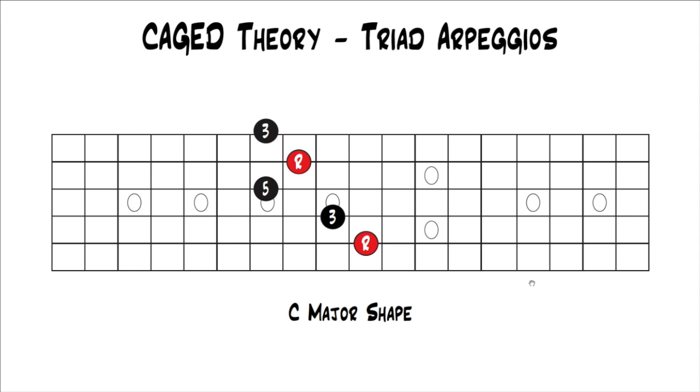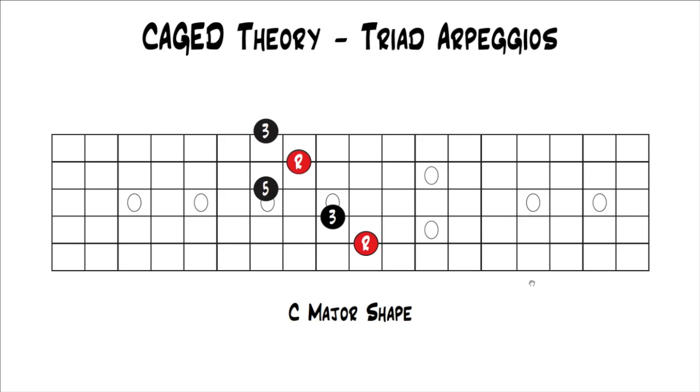This is part 15 from our series, CAGED Theory. If you'd like to go back and start at the beginning, you can click the link on the screen. So I think the next step in diving deeper into the CAGED system would be learning about arpeggios up and down the fretboard and how you can use the CAGED system to visualize that.